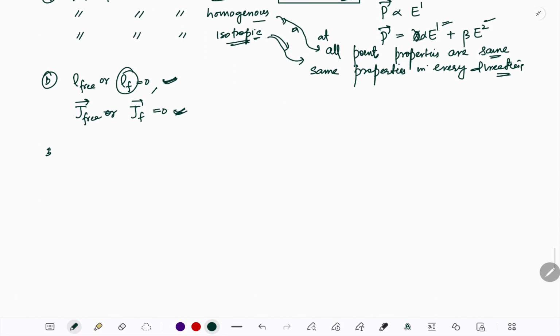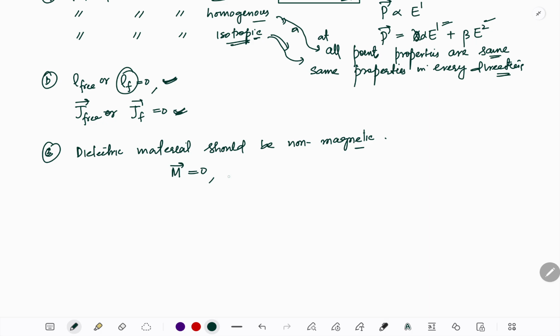Third assumption, I should write. The third assumption, which is very important, is that the dielectric material should be non-magnetic. What it means is that magnetization should be 0 inside the material.